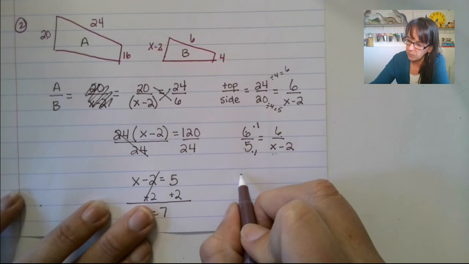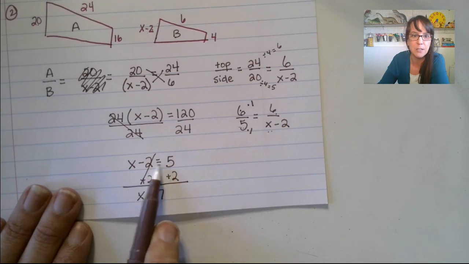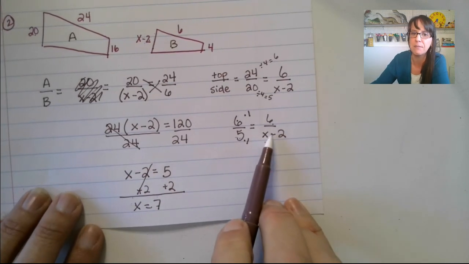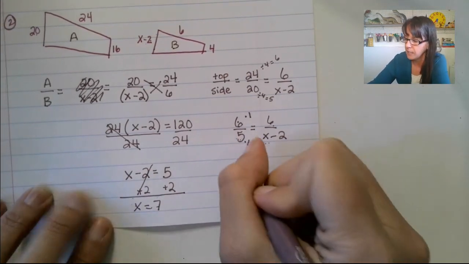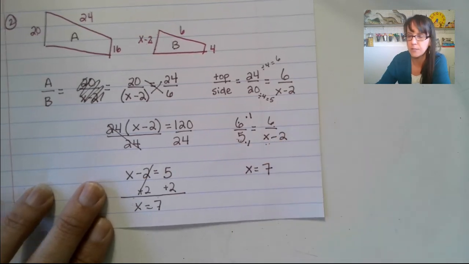And you can say, okay, just like we did over here, X minus 2 equals 5, and then set it up. Or you can say, oh, if I have 7 and I take away 2, that would give me 5. So X equals 7. So 2 different ways to do those proportions.